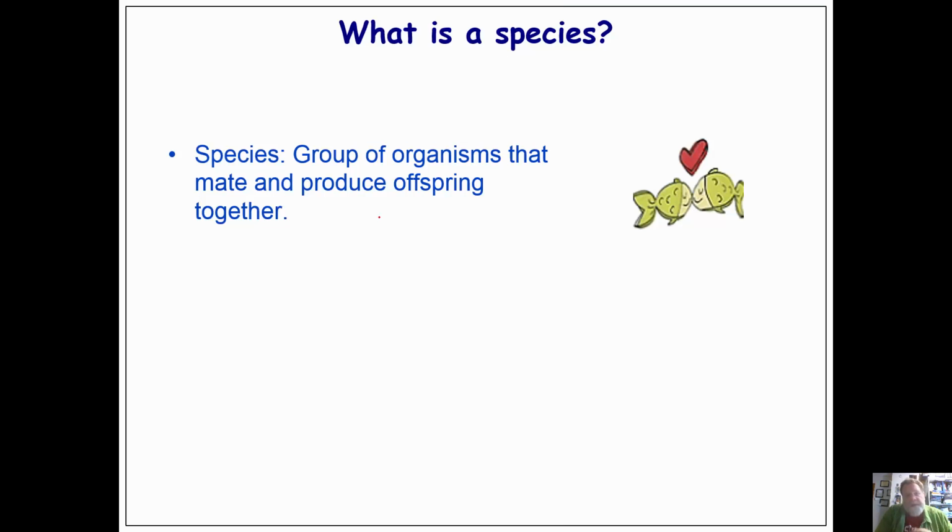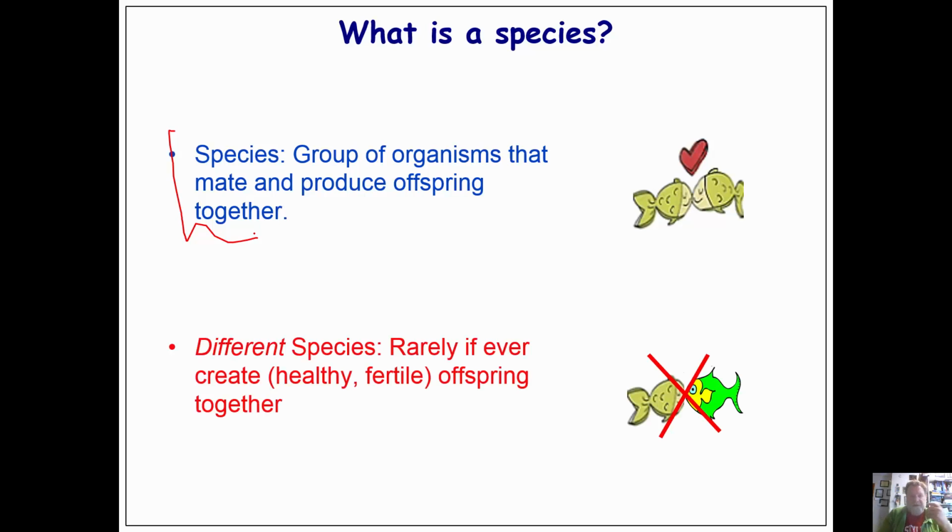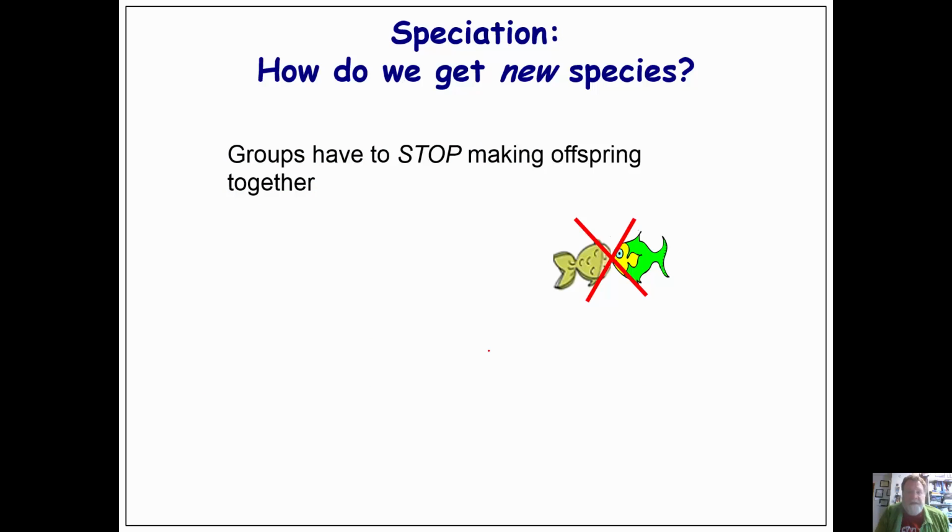Well, again, we need to look at what a species is. As I said before, a species is a group of organisms that typically mate and produce offspring together, that want to produce offspring together. Different species rarely, if ever, create healthy, fertile offspring together. They just don't want to be together, or mechanically they can't come together. Okay? How do we get a new species?